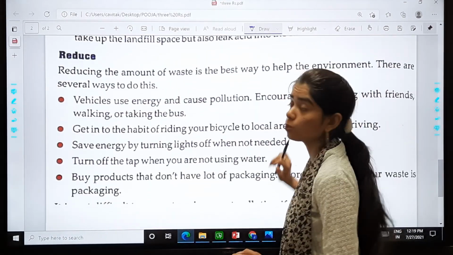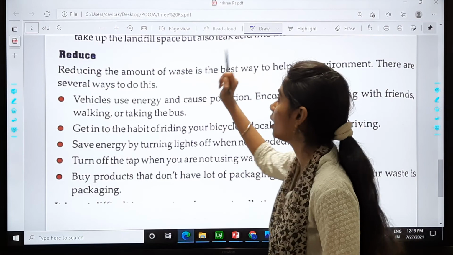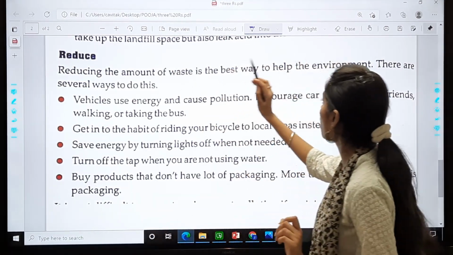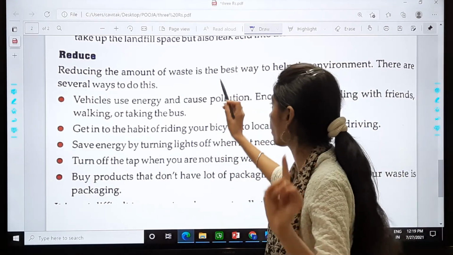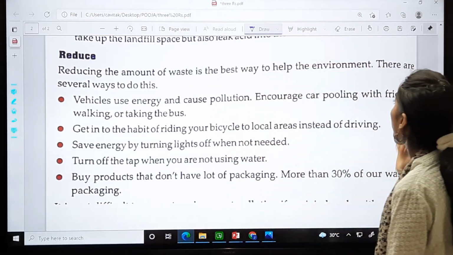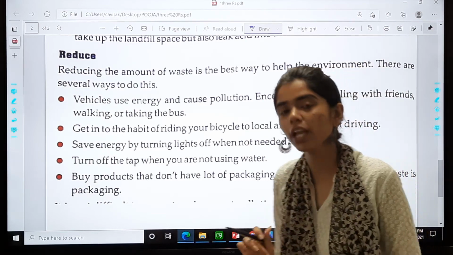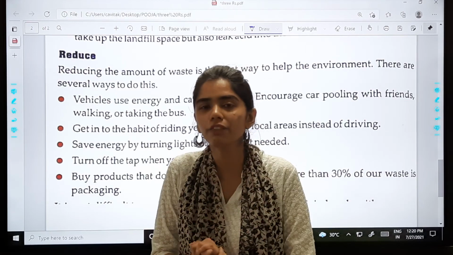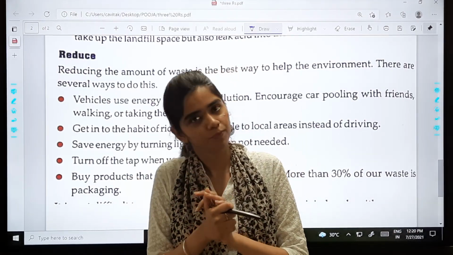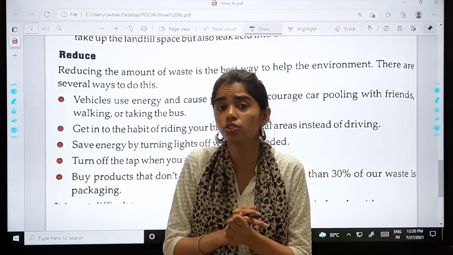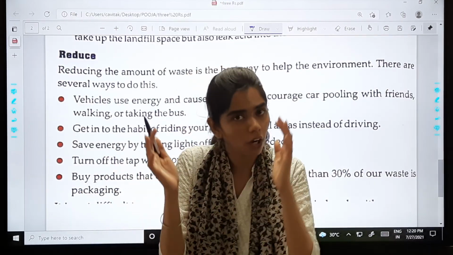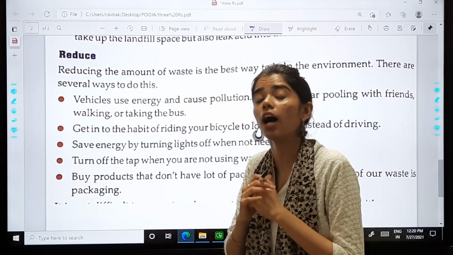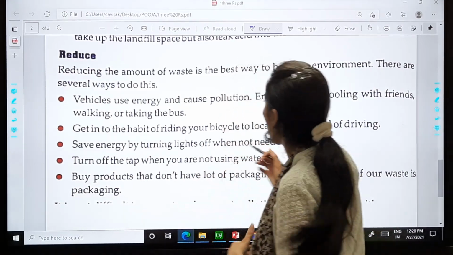Now, reduce. What is the next topic? Reduce. Now, why should we reduce? Reducing the amount of waste is the best way to help the environment. Okay? Because already we know that the resources are limited, right? And the population is so much. Every day it is increasing. Now with limited resources, what should we do? We should reduce our wastage. Okay, now how can we do that?